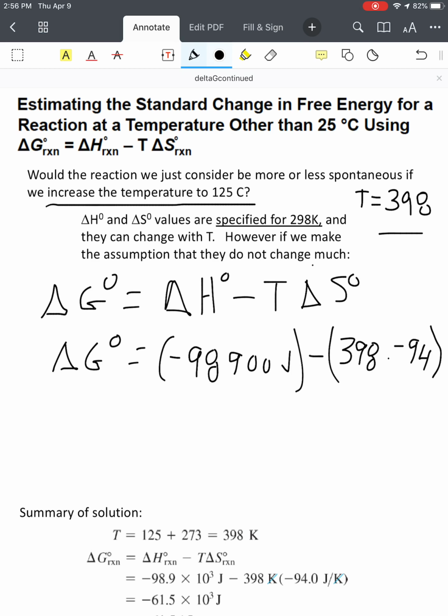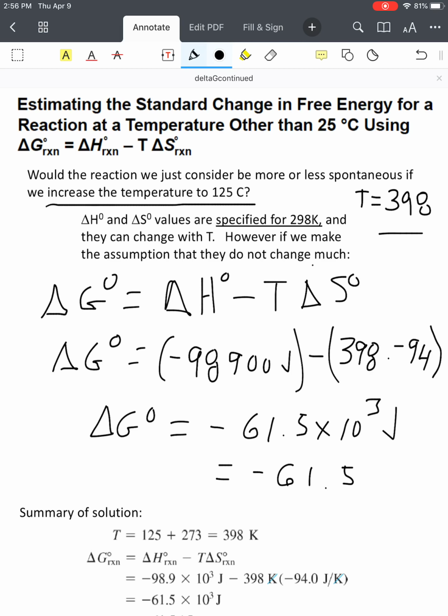So then I got to do all the math, right? Let's see what I get if I work the math. Seems like my delta G 0 ends up being equal to negative 61.5 times 10 to the third joules, which is the same as negative 61.5 kilojoules.